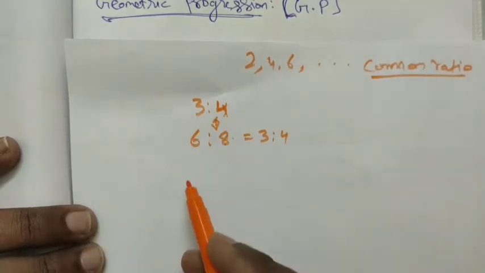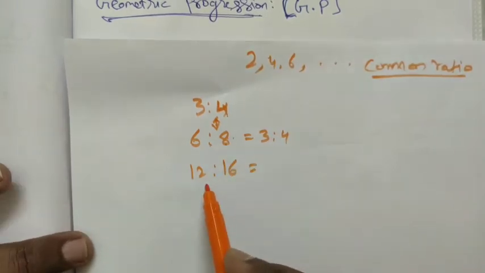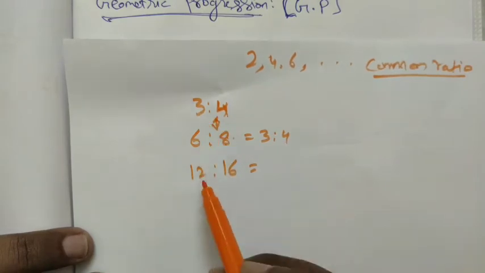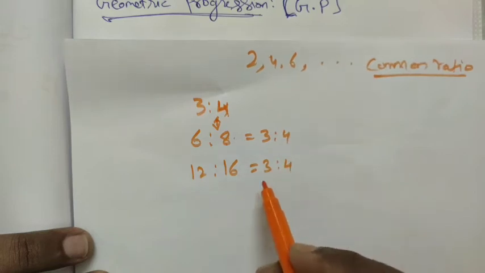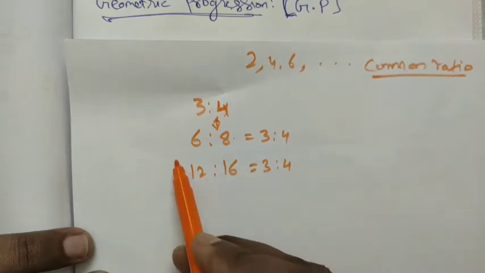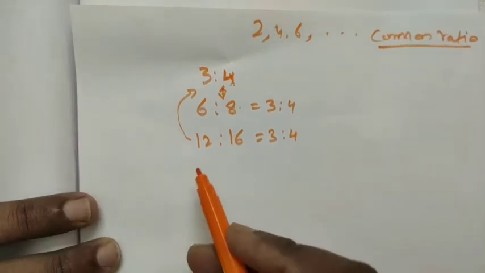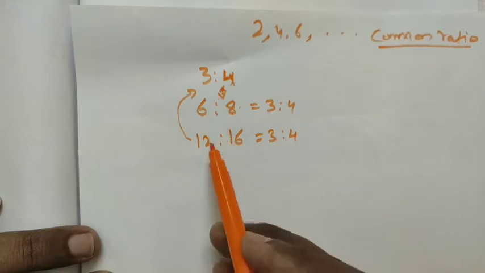Again I multiply by 2. What do you get? 12:16. Now, is this equal to this ratio or not? Let's check it. It can be divided by 4. 4 3s are 12, 4 4s are 16. Again this ratio is also equal to 3:4. Right? Now in this step we can say all the ratios are equal.